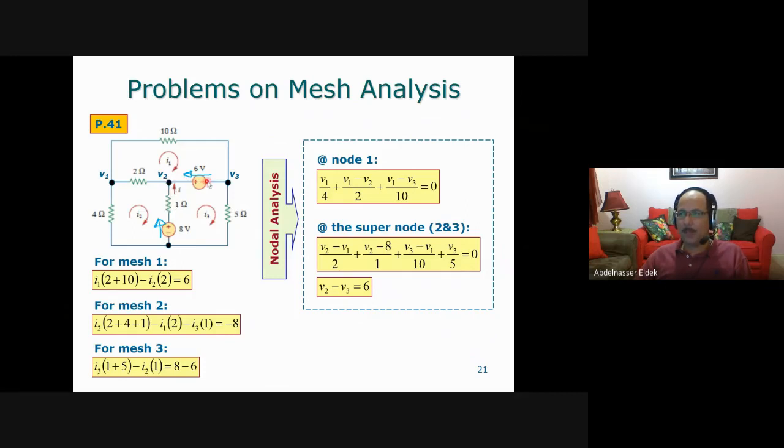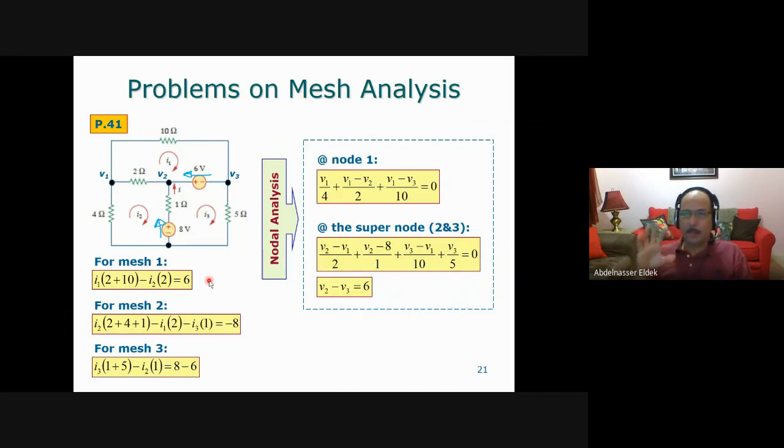Equals the source. Do we have any sources in this mesh? Yes. We have 2 sources, 6 volt and 8 volt. 8 volt is positive and 6 volt is negative. So it will be 8 minus 6. So these are the 3 equations for this problem.